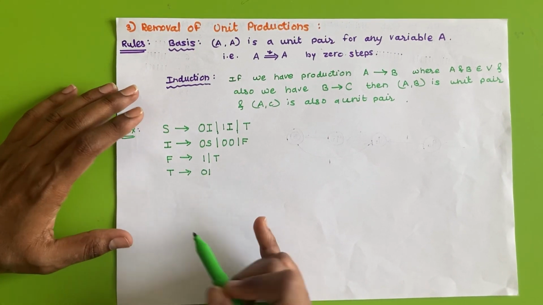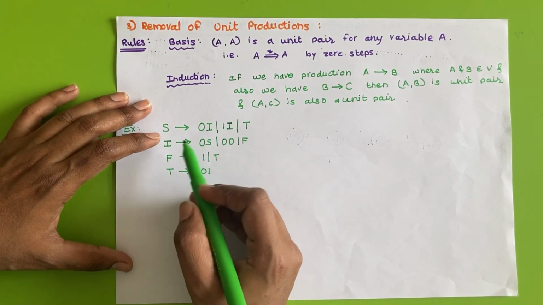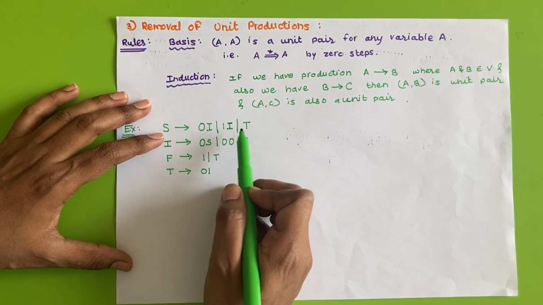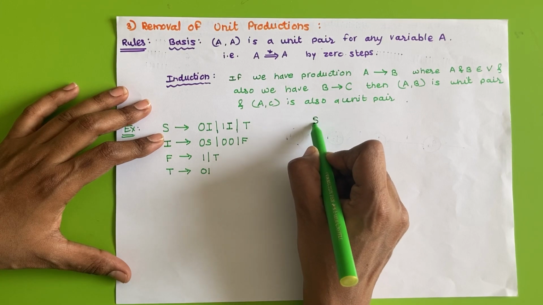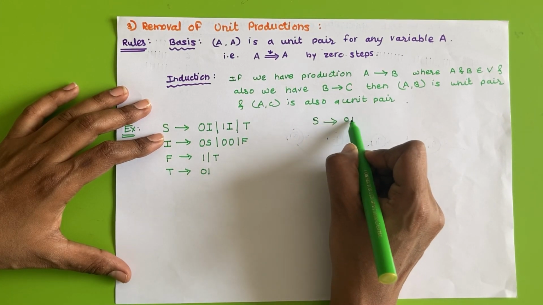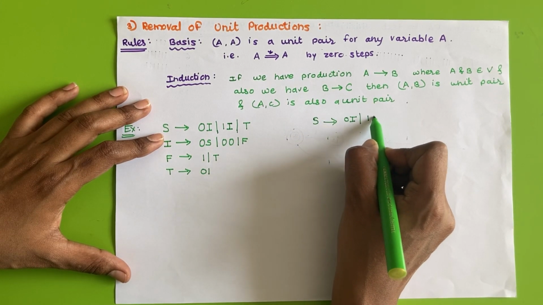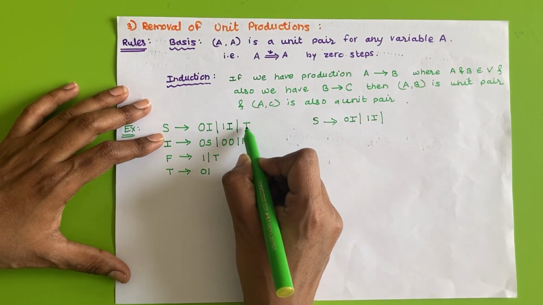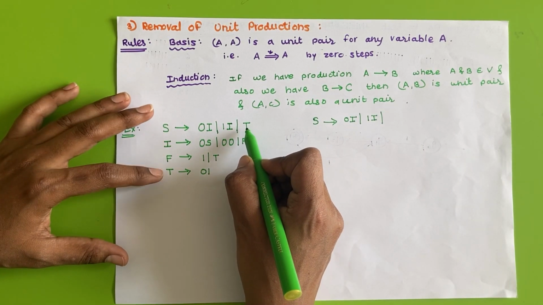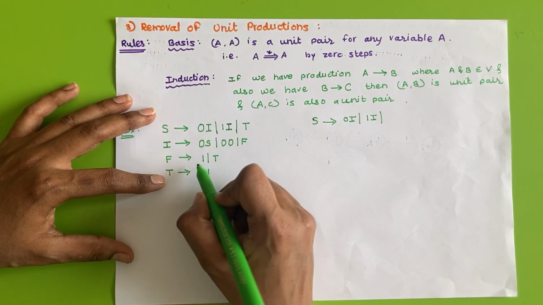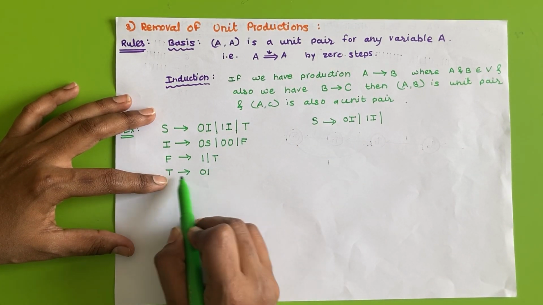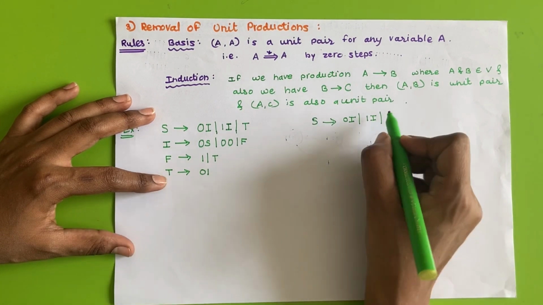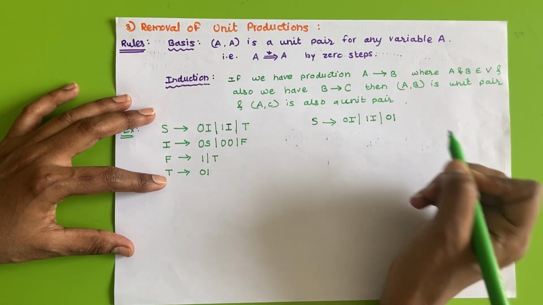So if we want to remove them, instead of directly writing S tends to T, we will write it as S tends to 0 1, and instead of T I'll put the exact value of the production of T. So instead of T I'll put the productions of T here. T tends to 0 1, so I'll write here 0 1 only.